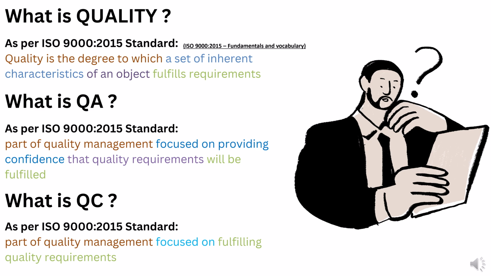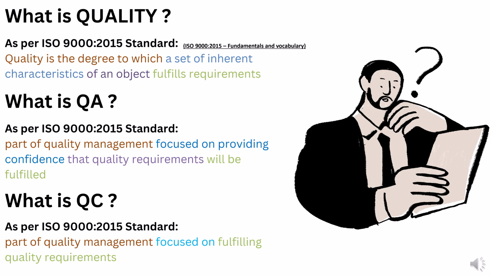Next, we are going to talk about the definition of quality control or QC as per ISO 9000:2015. The definition of quality control is the part of quality management focused on fulfilling quality requirements. Here we come to the first part of the definition, which is the part of quality management. As I said before, quality management for specific areas includes quality assurance and quality control with its own scope.